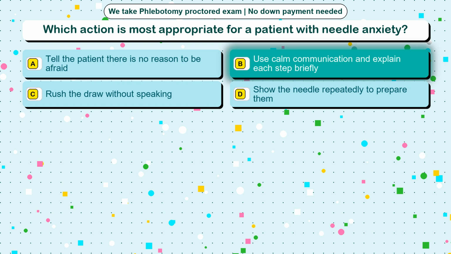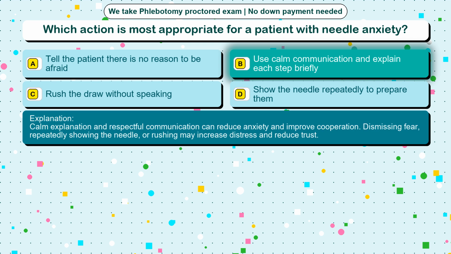Use calm communication and explain each step briefly. Calm explanation and respectful communication can reduce anxiety and improve cooperation. Dismissing fear, repeatedly showing the needle, or rushing may increase distress and reduce trust.